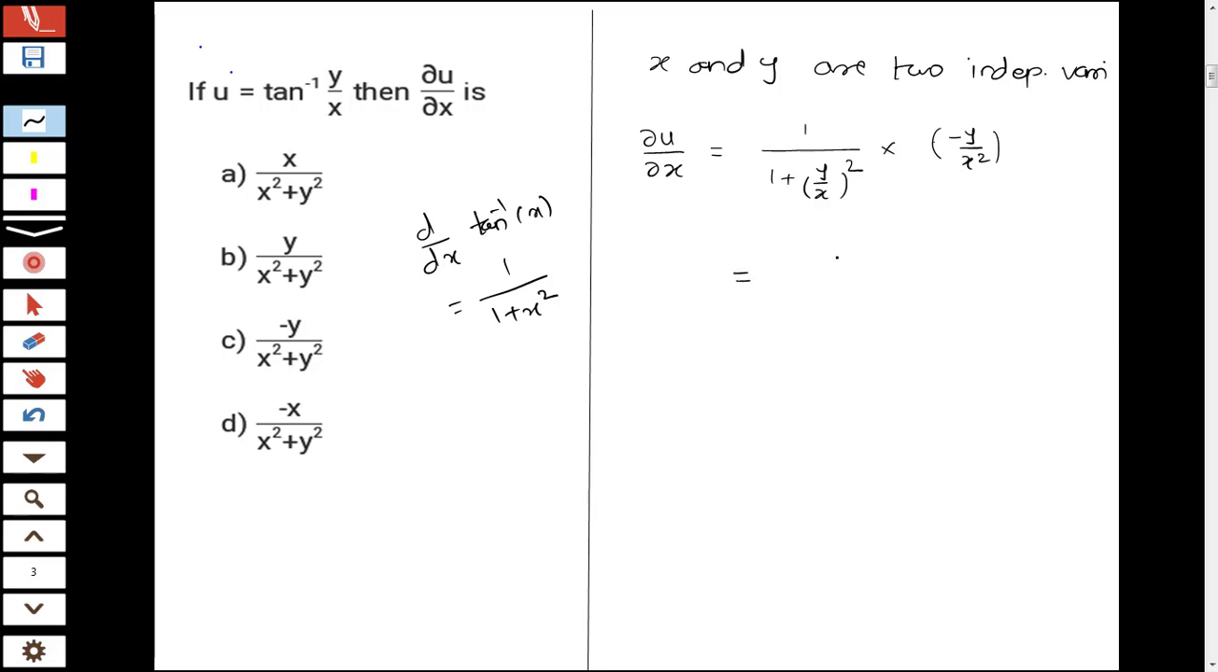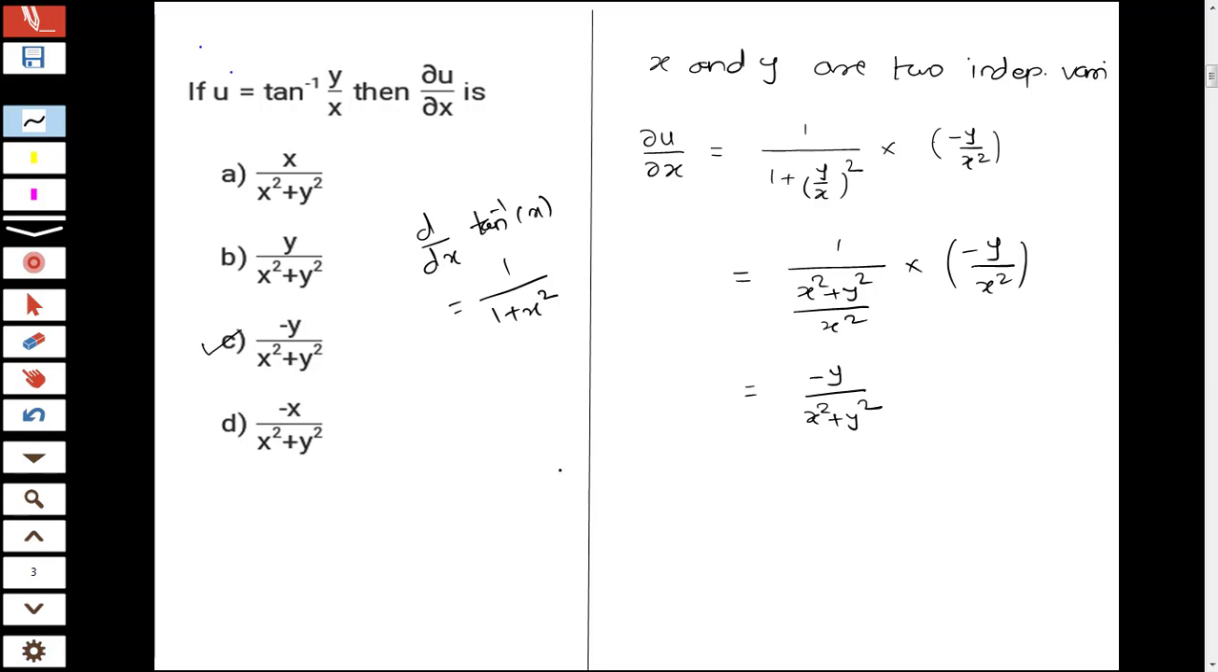Just simplify this. It is 1 divided by (x square plus y square) upon x square, into minus y upon x square. Further, this will get inverted and x square will cancel with this x square. So finally we will have minus y upon x square plus y square. So the correct answer for this is option C.